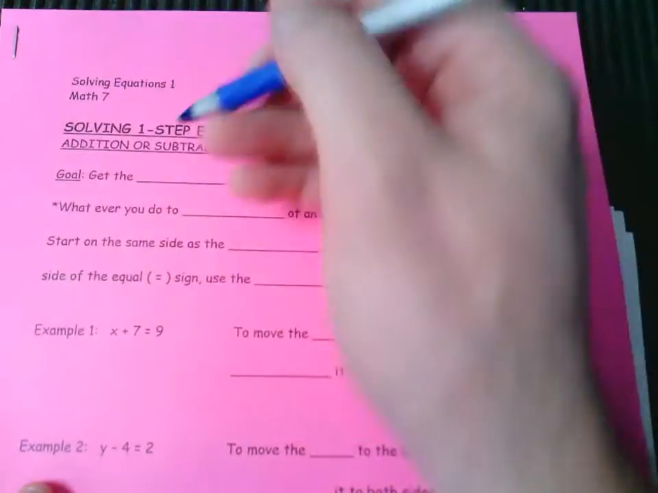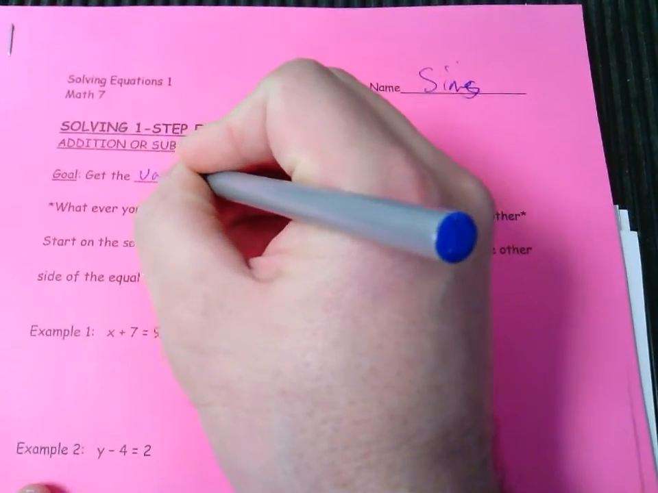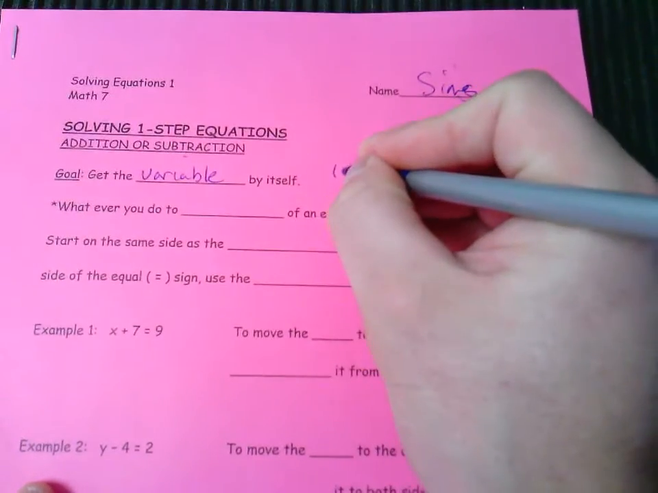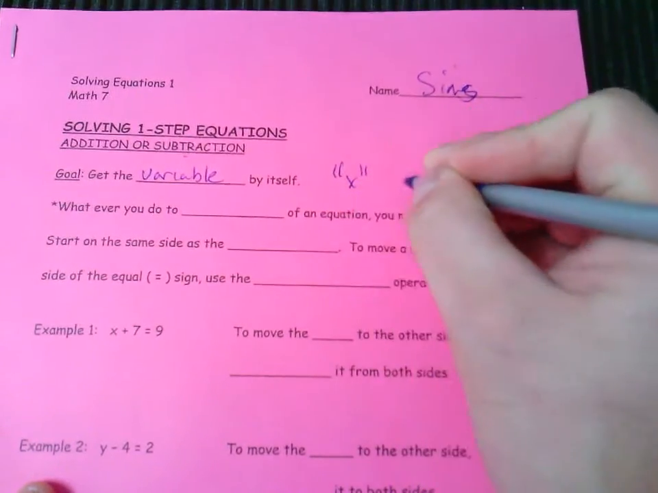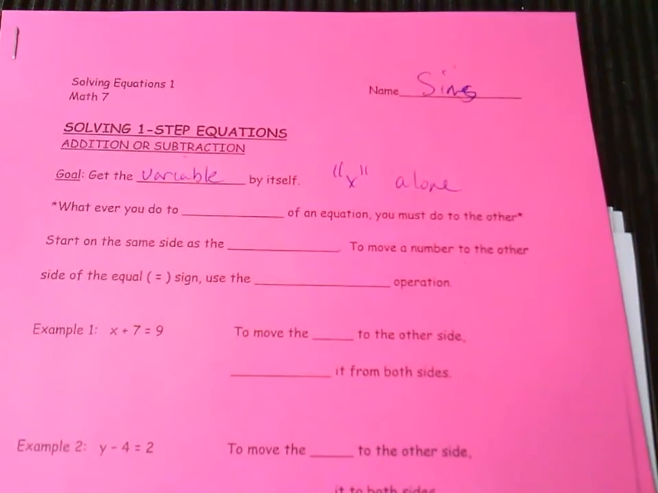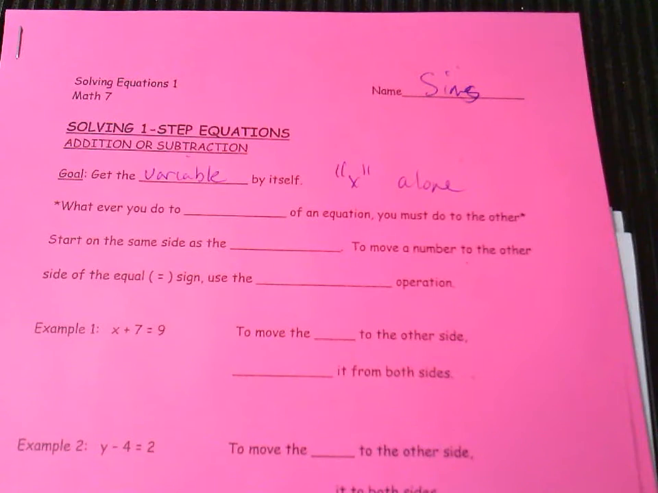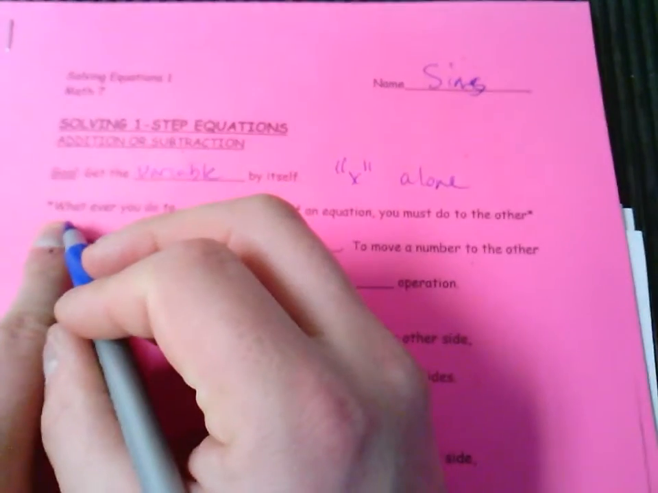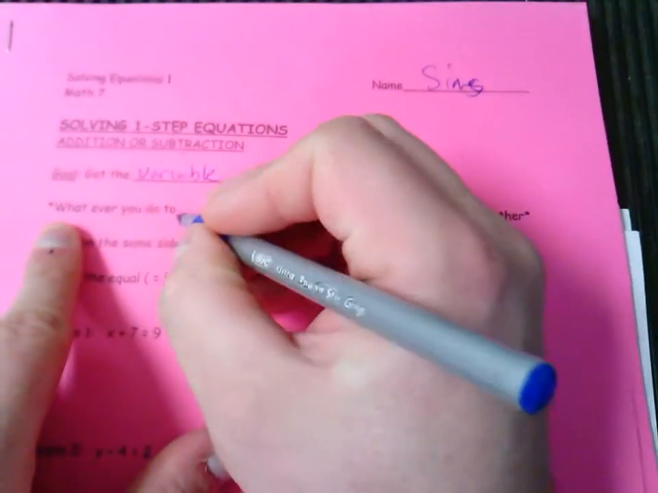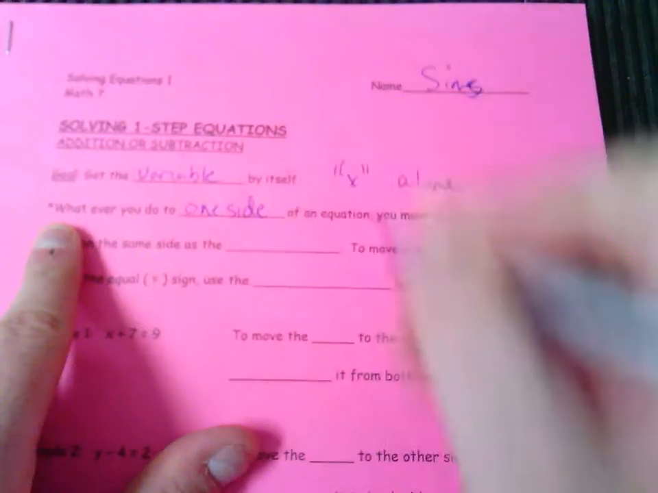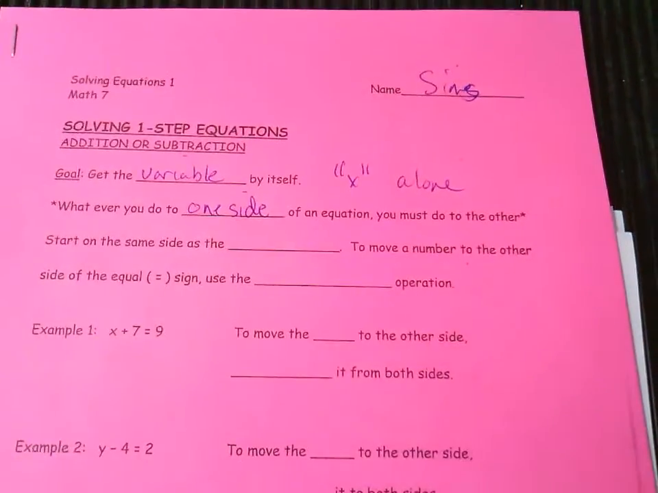So the goal is to get the variable by itself, or in quotations, x alone. Okay? The x is in quotes because it could be any letter of the alphabet, but x is the most common one. One thing you have to remember is that, and that's why it's in an asterisk, whatever you do to one side of an equation, you must also do to the other.